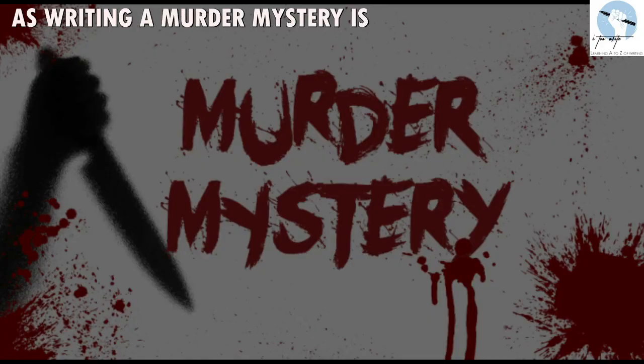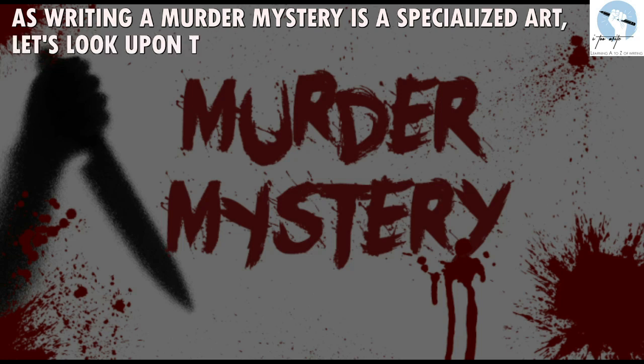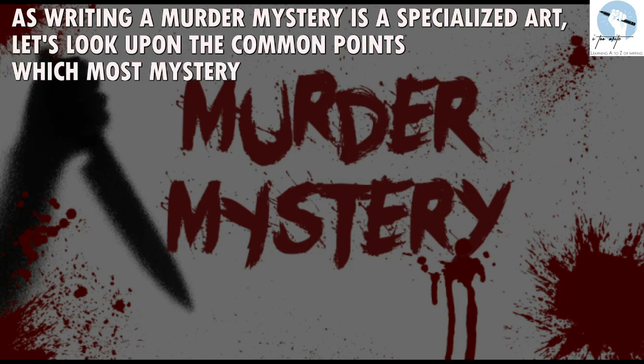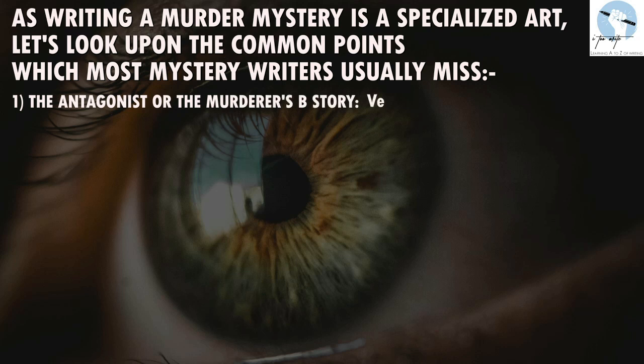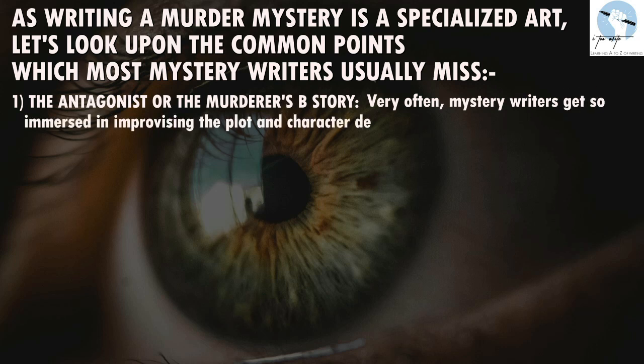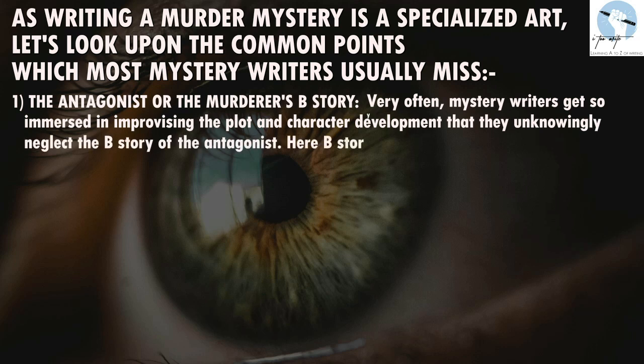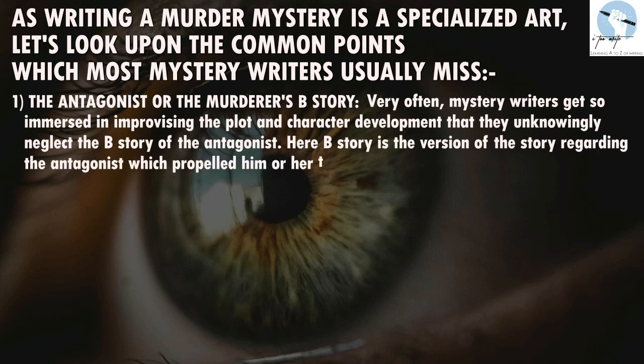As writing a murder mystery is a specialized art, let's look at the common points which most mystery writers usually miss. 1. The antagonist or the murderer's B-story. Very often, mystery writers get so immersed in improvising the plot and character development that they unknowingly neglect the B-story of the antagonist. Here B-story is the version of the story regarding the antagonist which propelled him or her to do the heinous crime of murder.